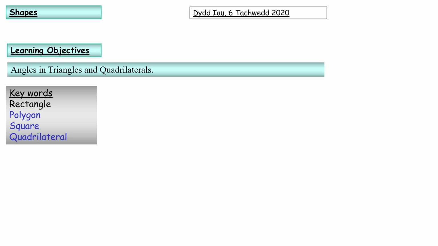Okay, so we've touched upon this in class, but some of the workings were not quite correct. So we'll have a quick recap and then go through this again. Angles in triangles and quadrilaterals. Hit pause, make some notes when you're ready. Write starter and hit play again.